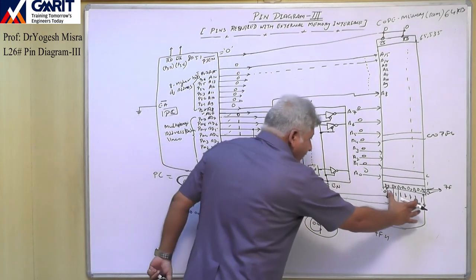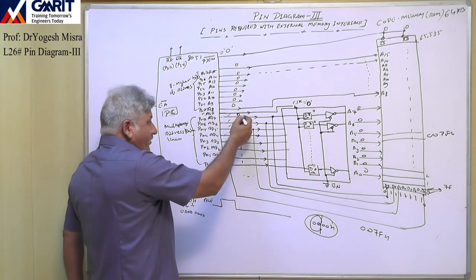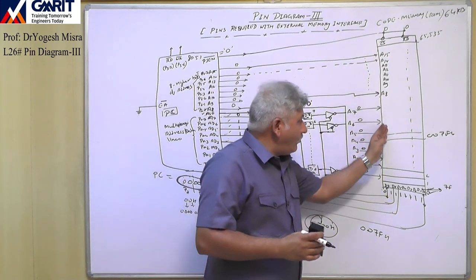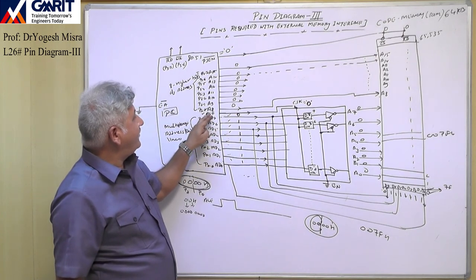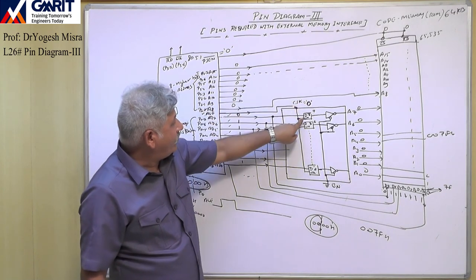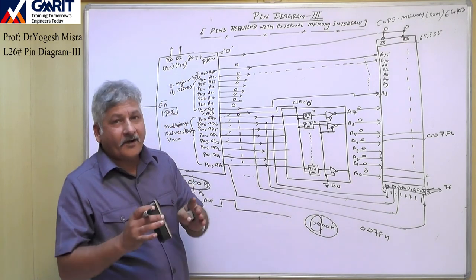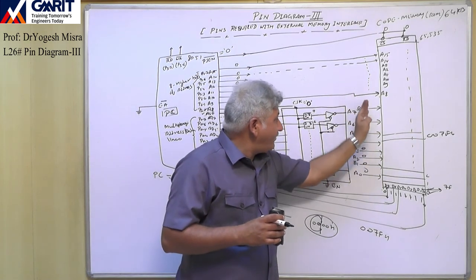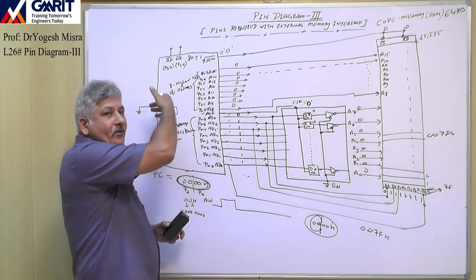So when this 8-bit data enters the controller through AD0 to AD7, this data will not affect the lower order addresses, because the ALE signal is low, and ALE is connected to the clock of all the D latches. So these D latches will not operate, and if they do not operate, there is no change at this side. In this way, data will enter inside the controller.